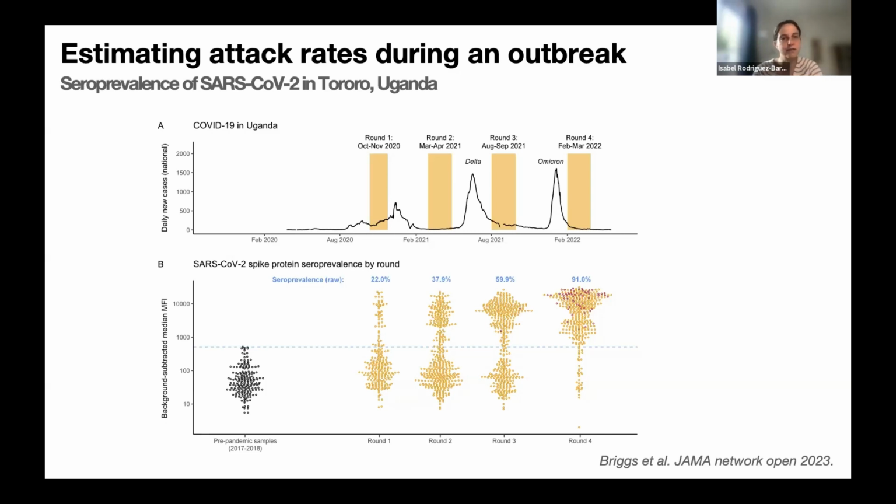And here we used an in-house developed Luminex assay measuring responses to the spike protein, and the figure on the top shows just the cases reported, and the figure on the bottom shows the actual response to this assay and how the estimated attack rate increased throughout time, to the point that by the end, the last cross-section that we've analyzed to date, over 91% of the population had already been infected. And this also showed that the attack rate of the first Omicron wave alone was greater than 80% or something like that. So very useful to estimate attack rates in the population.